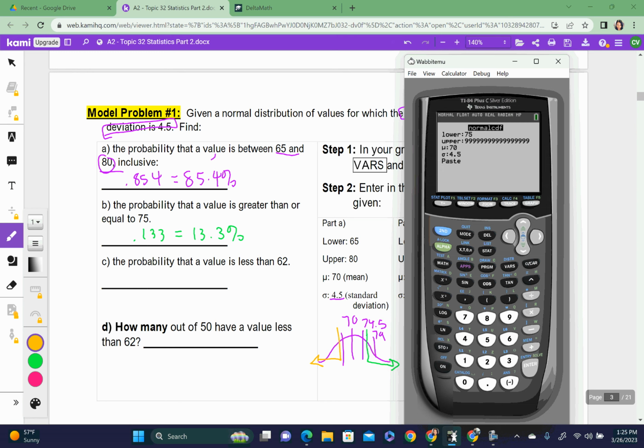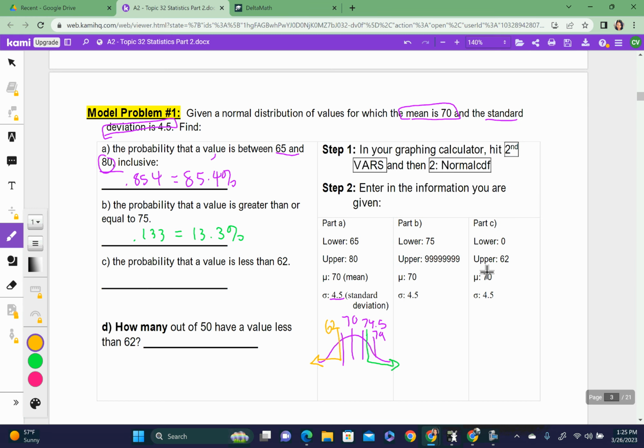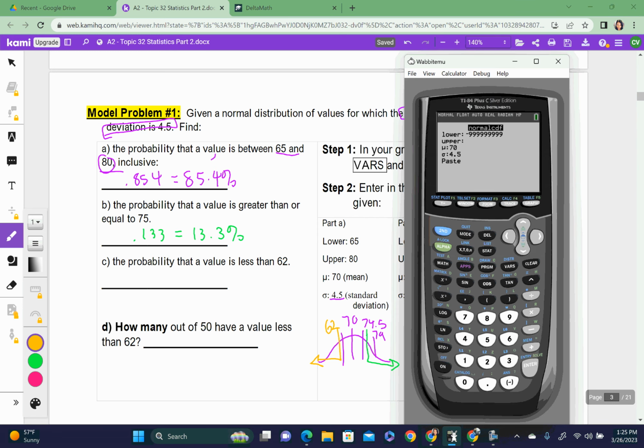Now for my lower, I don't know what the smallest number is all the way over here. So what I'm going to do is put the smallest number that I know, which is negative 999999999. Okay, you could put 0 there if you want. And then for the upper, the highest number that we're going to have here is 62. That's the highest number that it can get. So I'm going to put 62 here.